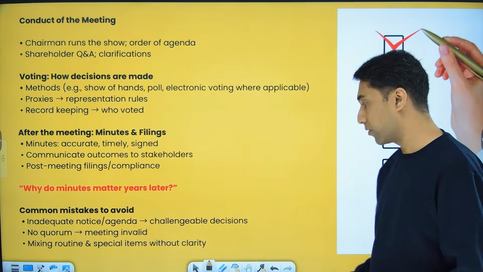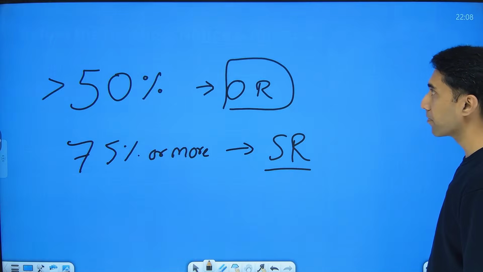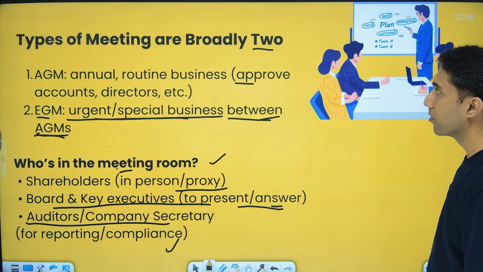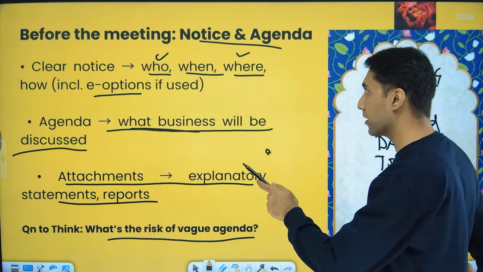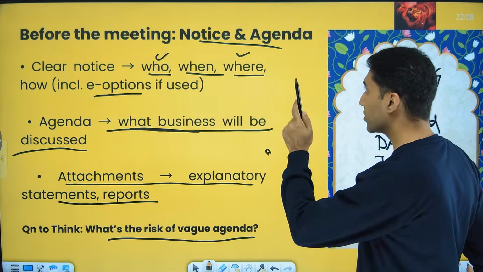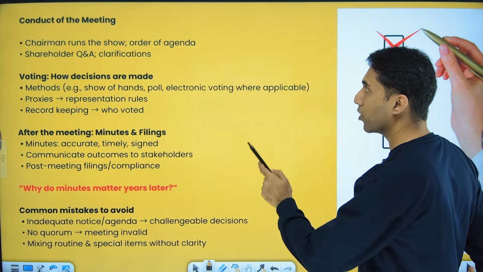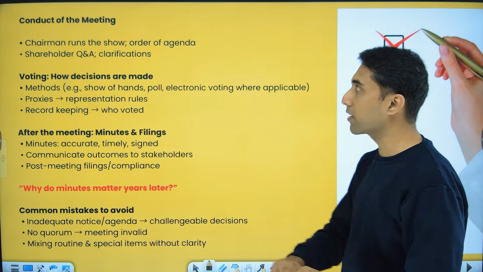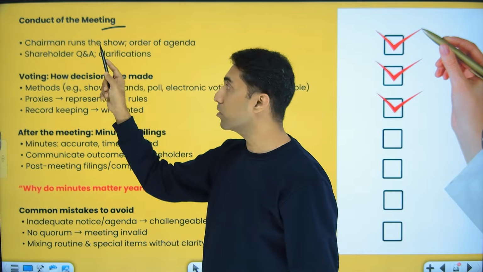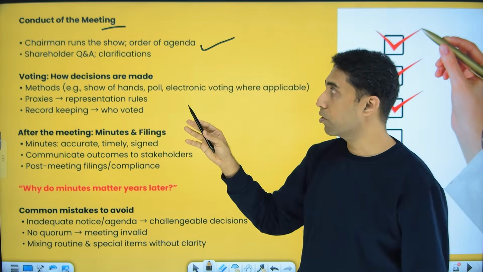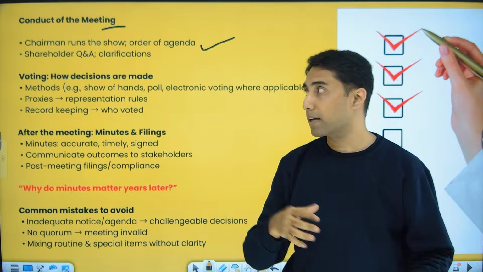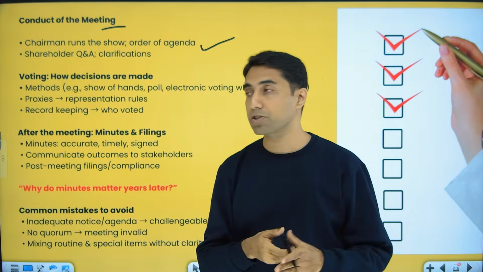So what happens? If we go back here, we have broadly 2 types of meetings. We did that. What gets decided is the resolutions, then you have notice, you have agenda, then you have quorum, then you actually conduct the meeting. So the chairman of the meeting runs the show. Then you have shareholders, they ask questions, there are clarifications.